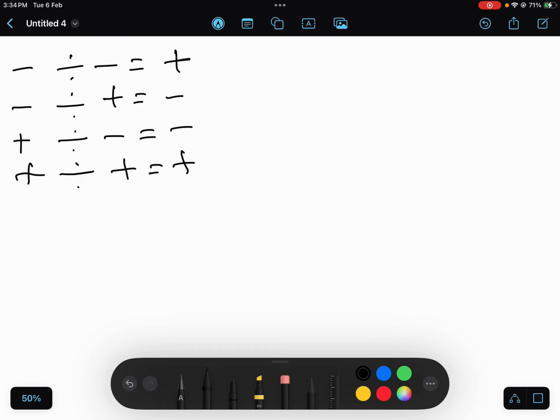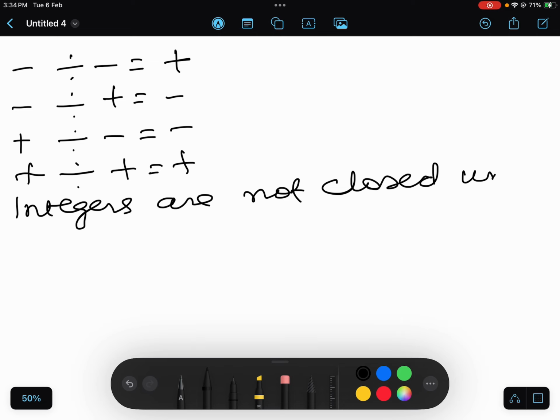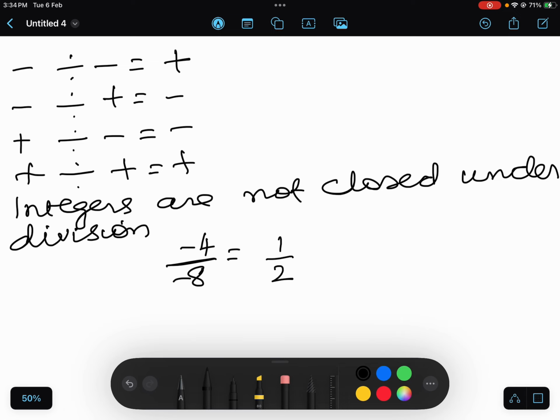Now in division, let us look at some properties. In that, closure property is not satisfied under division for integers. So integers are not closed under division. We can see it with an example. See, for example, if I divide -4 by -8, both are integers. So when I divide, what do I get? 4 divided by 8 is, you can just cut down, half. And minus divided by minus is plus. So this half is not an integer.